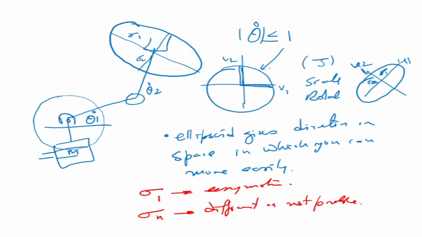And what is the direction? The direction is given by the vector u. So U is the orthonormal matrix whose columns are the axes, and that is what gives you the direction. Let me look at it here. In the figure I've drawn, you can move easily in this direction. You cannot move easily in that direction because the ellipsoid is like this.